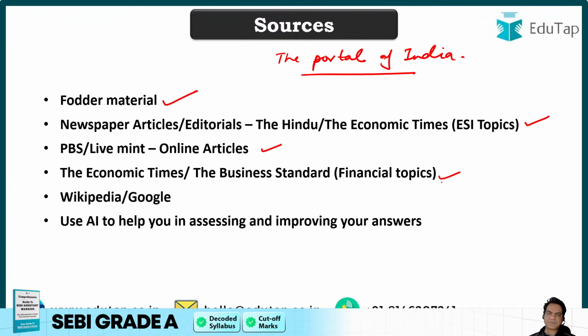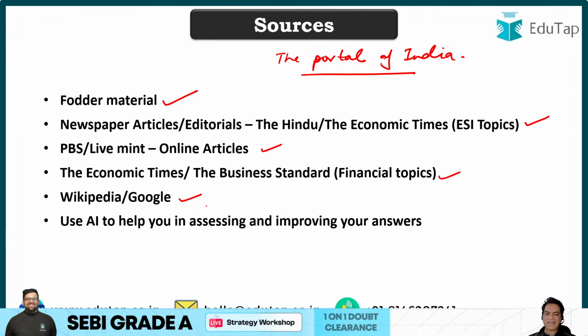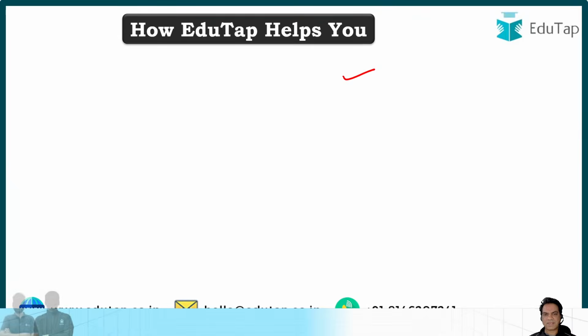You can use Economic Times and Business Standard for your financial topics. Use Wikipedia and Google for your research. And last but not the least, use AI to help you in assessing and improving your answers. So these are the sources that you can use to prepare for your exam.